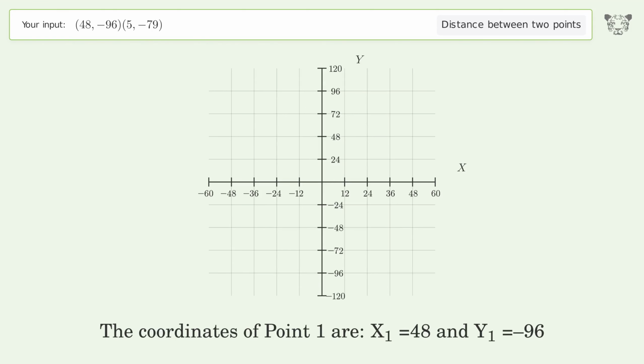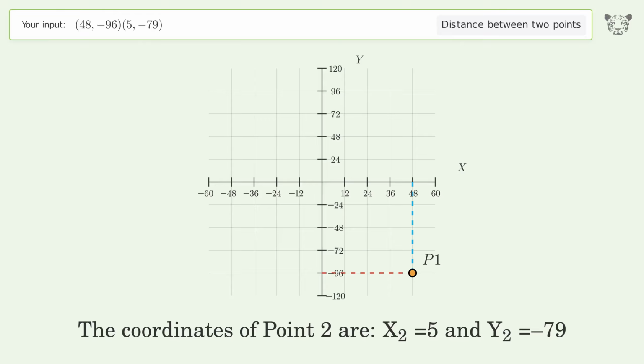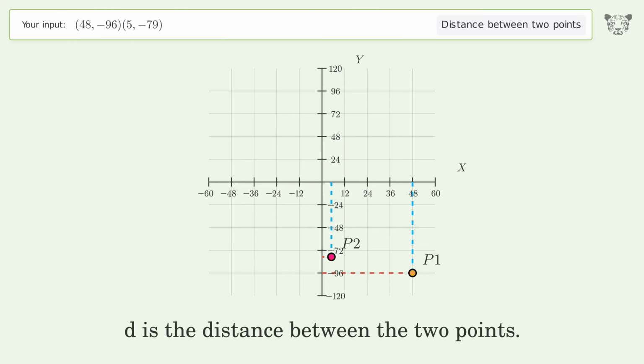The coordinates of point 1 are x1 equals 48 and y1 equals -96. The coordinates of point 2 are x2 equals 5 and y2 equals -79. D is the distance between the 2 points.